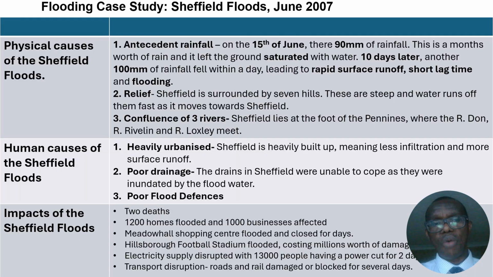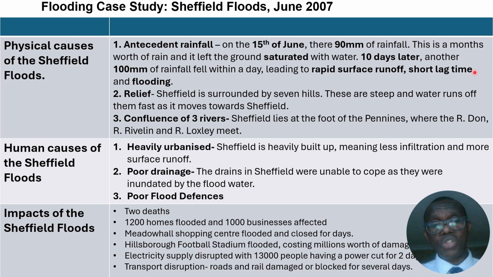Okay, so here we have our flooding case study, which is the Sheffield floods of June 2007. And I have summarized them here under two headings. So the first one here is the physical causes of the floods, then the human causes of the floods, and then eventually the impacts of the floods.